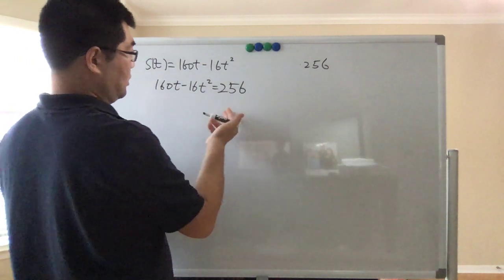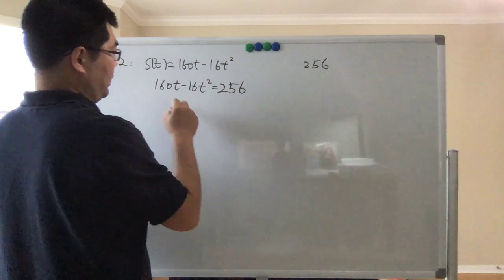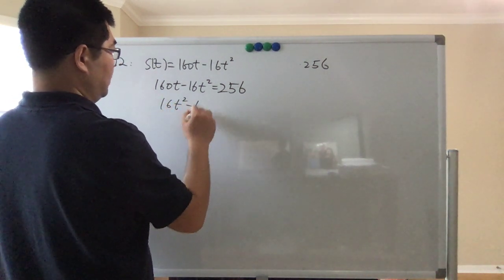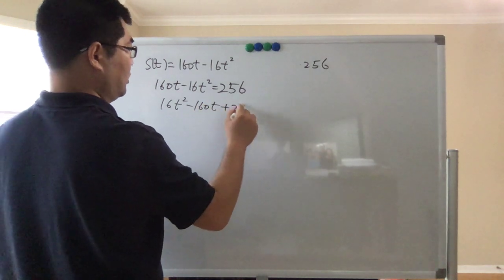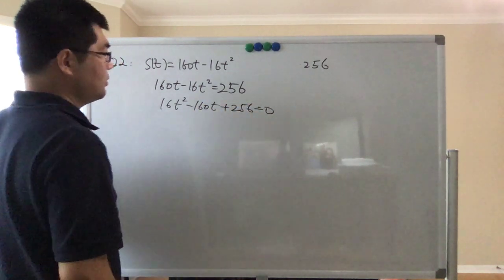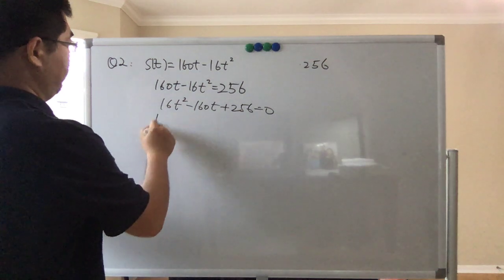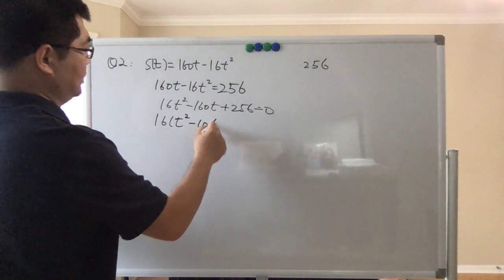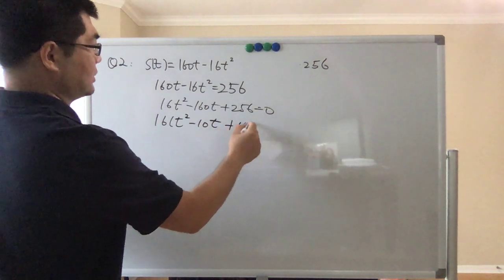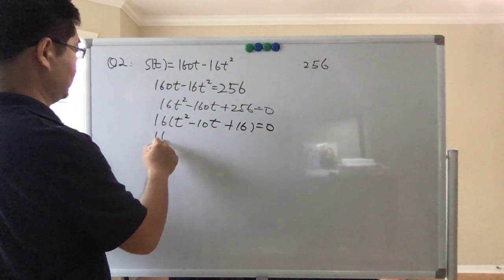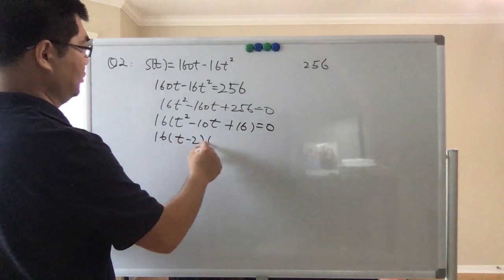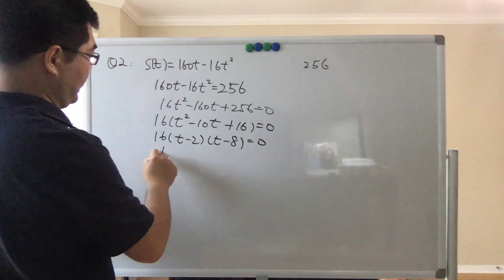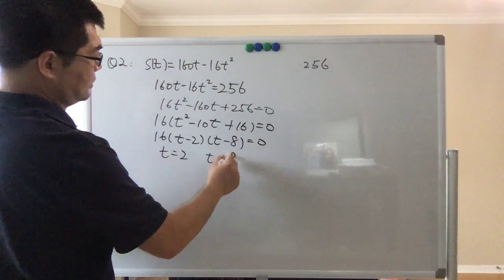This is going to become a quadratic equation, so we can do a little bit of rearrangement. I can factor the 16 out, which gives t squared minus 10t plus 16. And we can factor that as t minus 2 times t minus 8. So you get t equals 2 seconds and t equals 8 seconds.